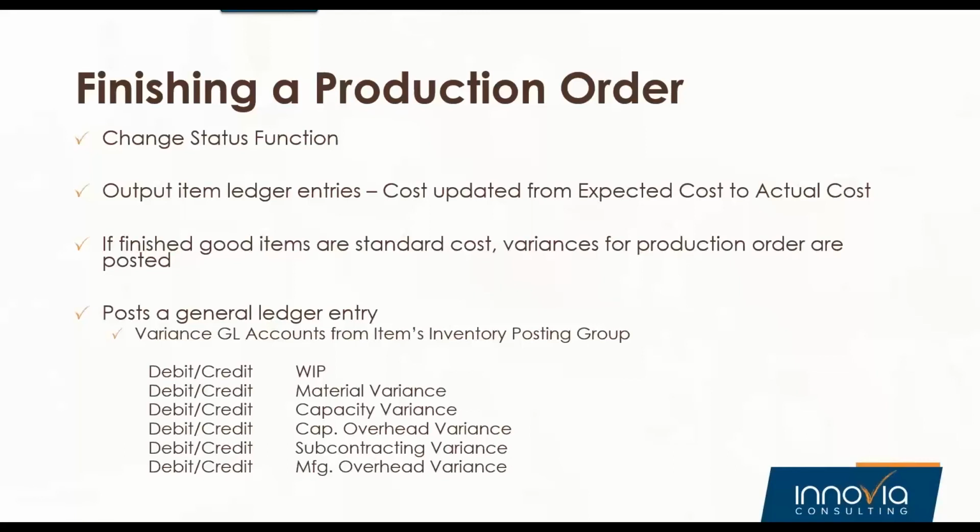So your WIP, you have material variance, capacity variance, capacity overhead variance, subcontracting variance, and of course your manufacturing overhead variance. So again, the variance accounts are only used if you're using standard costing.